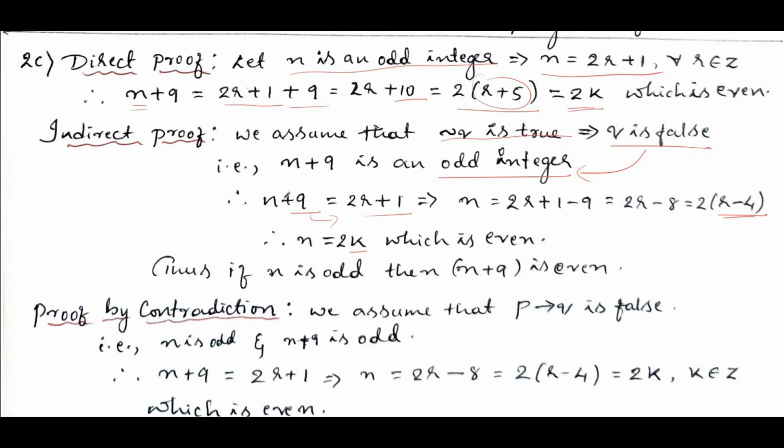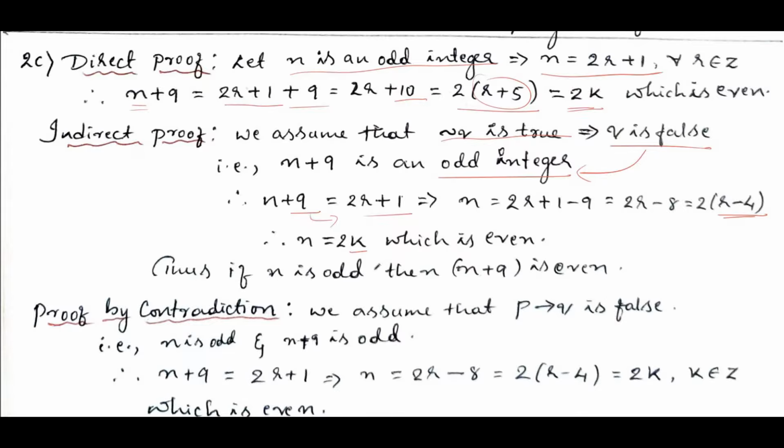Thus if n is odd, then n plus 9 is an even integer. Hence I have proved it by indirect proof. In indirect proof, what did I consider? The converse of q, that n plus 9 is an odd integer. I am proving that n is an even integer. But the given statement is, if n is an odd integer, then n plus 9 is an even integer. That was the given statement.